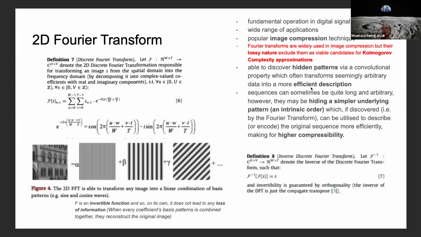But the power of this transform is that it's able to discover hidden patterns via its convolutional properties. So it can transform seemingly arbitrary data into a more efficient description by identifying these intrinsic patterns. So that's the motivation here, that perhaps it can encode these space-time diagrams more efficiently and lead to better compression. And it's an invertible function. So on its own, the Fourier transform doesn't lead to any loss of information.